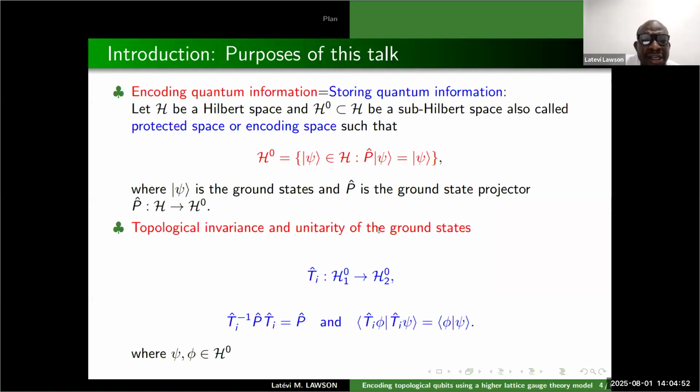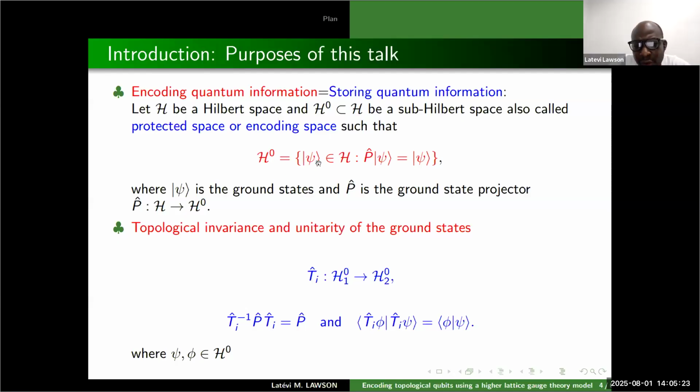So, the purpose of this talk is to encode quantum information, or I mean, to store information. Since we are in quantum mechanics, the space where the information will be stored is the Hilbert space. We are going to consider a subspace of this Hilbert space that we call the protected space, or the encoding space. This space is defined like this.